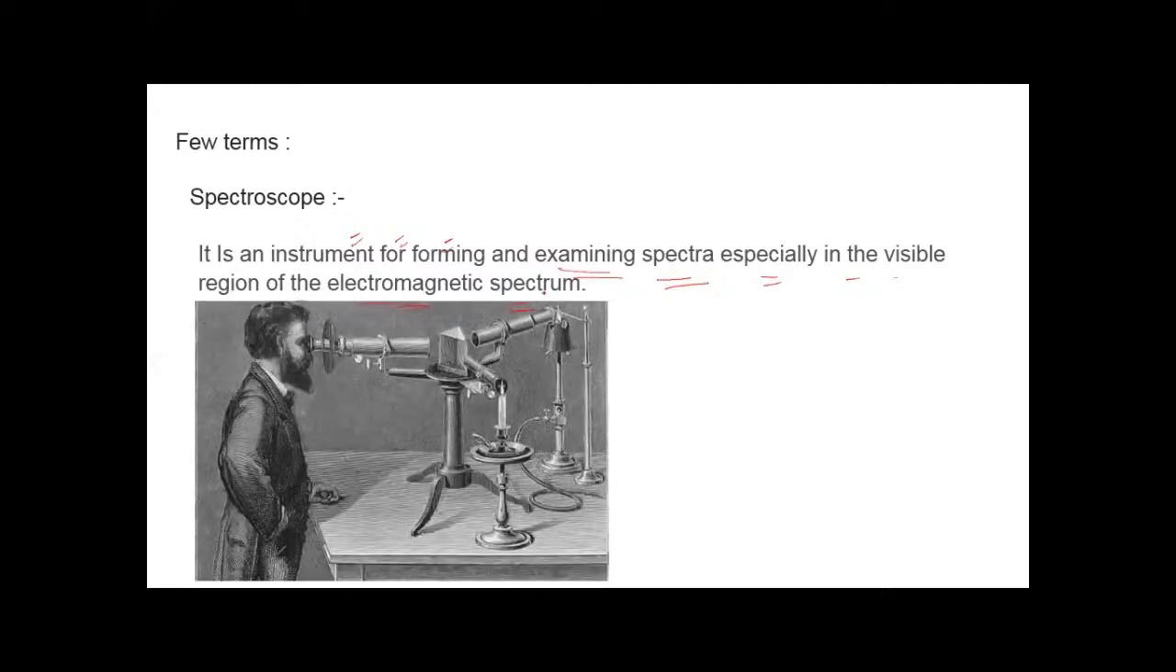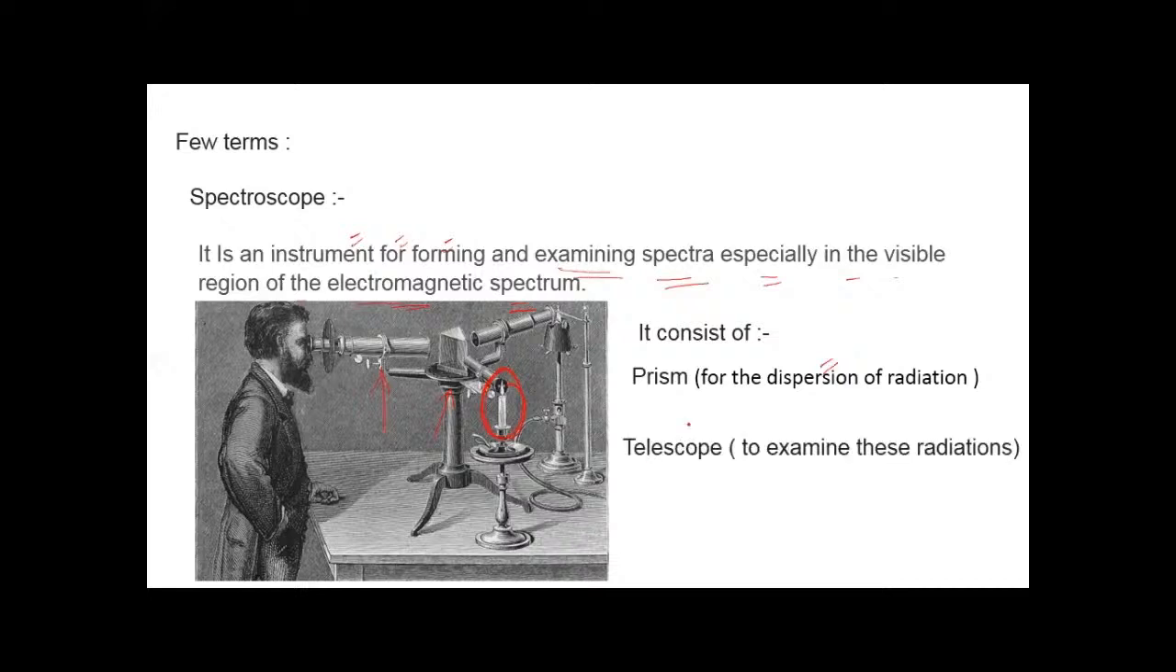Here I take a picture. This picture is very old. You can easily see this candle acts as a source. Here is a prism and this is a telescope. So it consists of a prism. What is the role of the prism? For the dispersion of radiation. And what is the role of the telescope? To examine this radiation. So it is a spectroscope. Second is spectrograph.